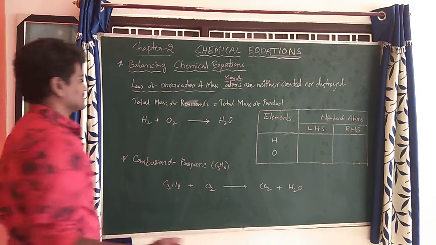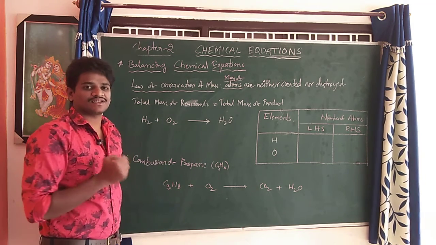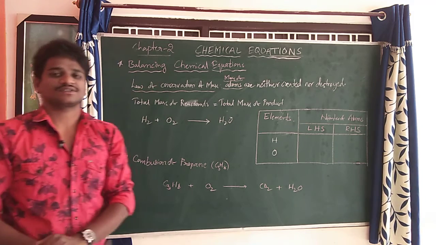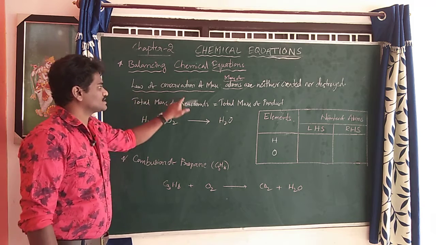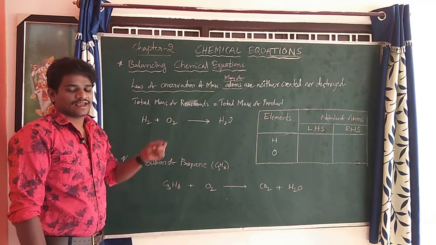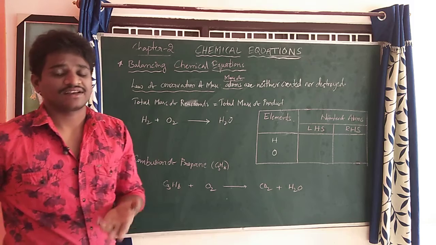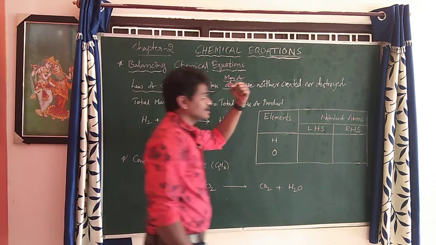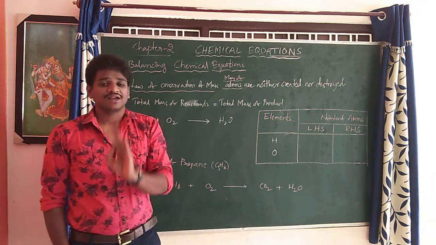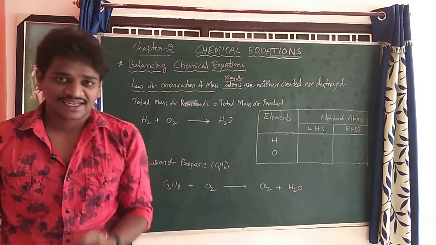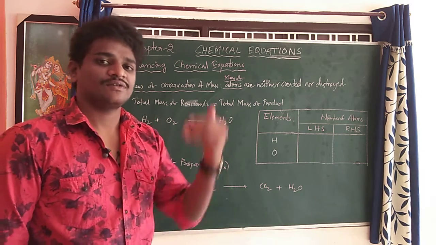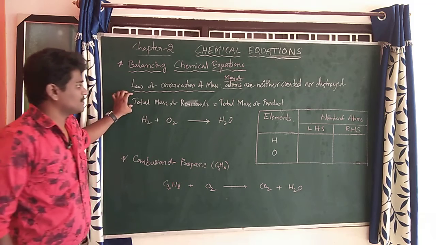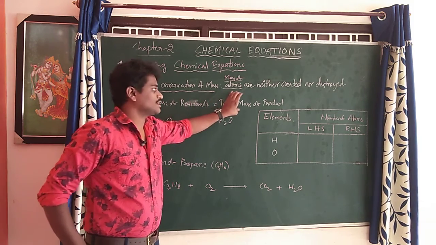Dear children, now going to the new topic, balancing of chemical equations. Why should we balance a chemical equation? According to the law of conservation of mass, atoms can neither be created nor destroyed. So in a chemical equation, the mass of reactants is equal to the mass of products, nothing but LHS is equal to RHS. The total mass of the reactants is equal to the total mass of the products.